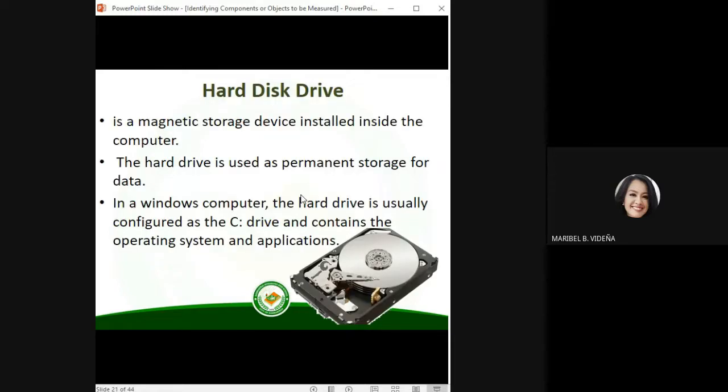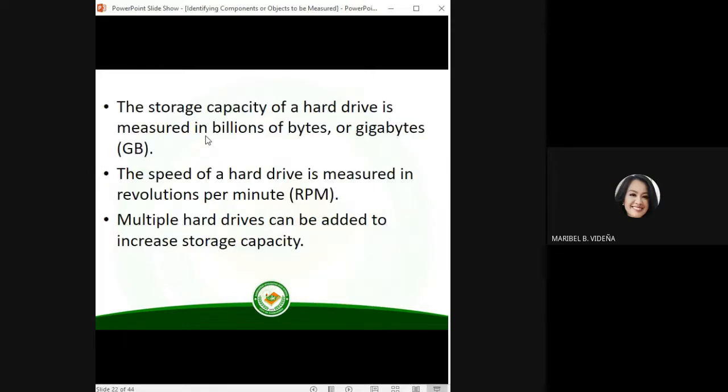Next component is a hard drive. A hard drive, or hard disk drive, is a magnetic storage device that is installed inside the computer. The hard drive is used as permanent storage for data. In a Windows computer, the hard drive is usually configured as drive C and contains the operating system and applications. The hard drive is often configured as the first drive in the boot sequence.